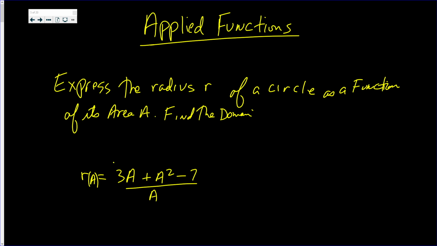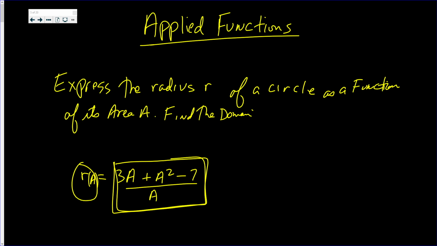Remember, whatever this is, if this equals 7, then r equals 7. If this equals 14, then r equals 14. r equals whatever the right-hand side is. And to know the right-hand side, all you need to do is know what A is. So r is a function of A.